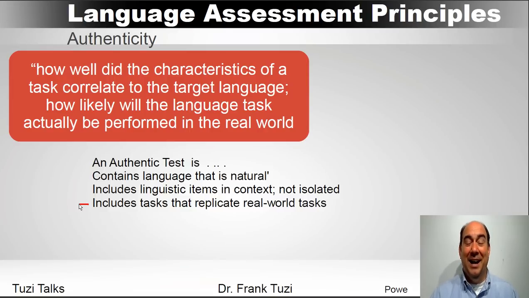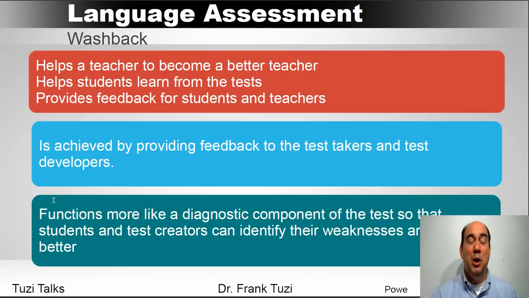And so if you're not having material that is authentic, that's going to be a detriment, obviously, to the assessment. You're going to collect less reliable, less useful information. And that's authenticity. Lastly, we'll look at washback. And washback is basically the feedback that you get and how useful is it.